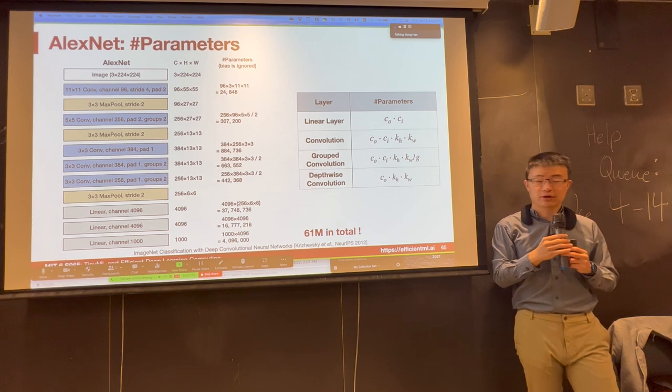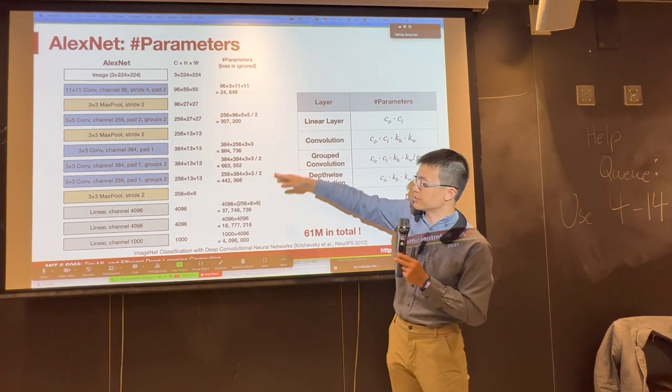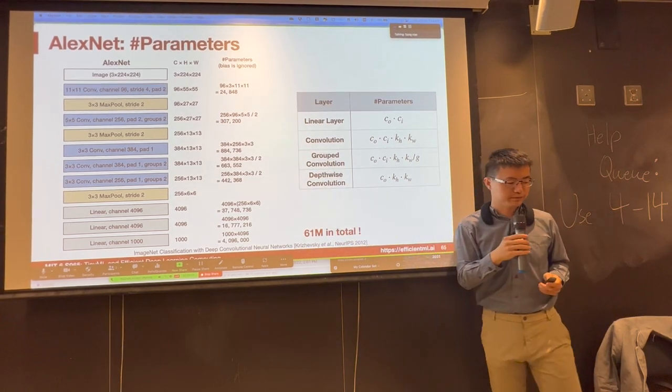And then feel free to calculate the remaining number of parameters on your own.